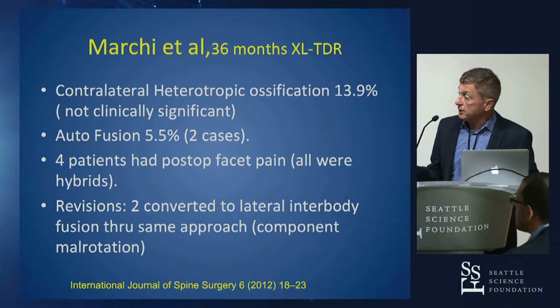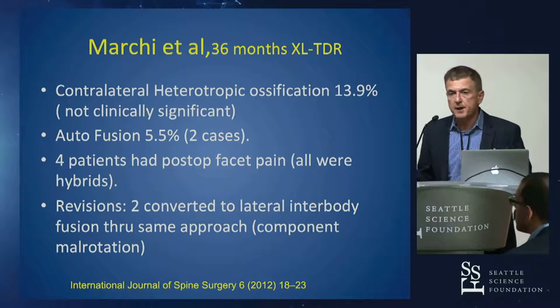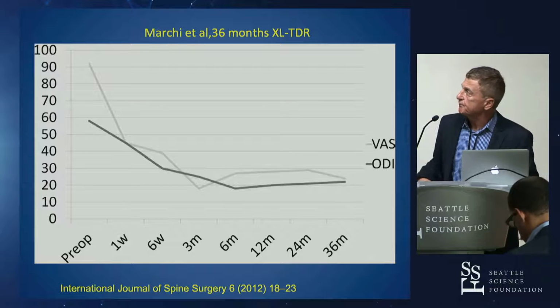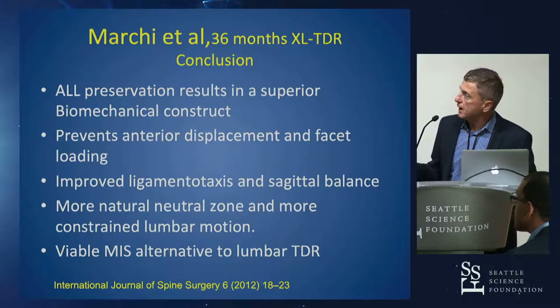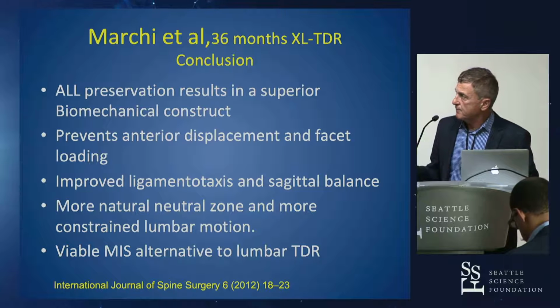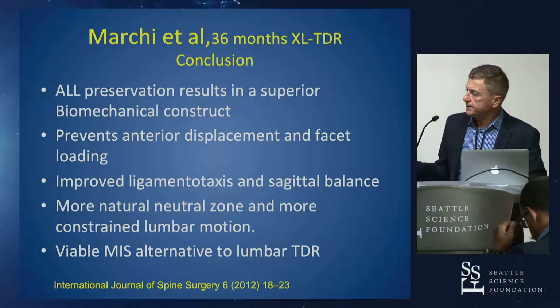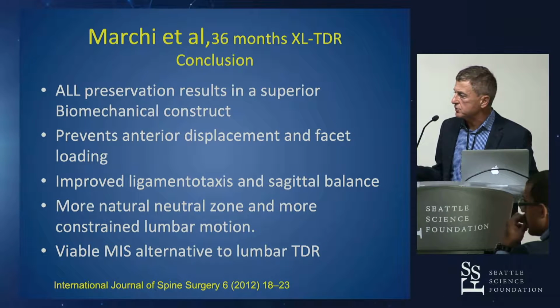Two were converted to lateral interbody fusion. Again, it was done through the same approach. This sounds anecdotal. It's not an RCT, but at least it's somebody's experience. And these are the clinical results up to 36 months, the VAS and the ODI. Their conclusion was that if you preserve the ALL, you have a better biomechanical construct, and it prevents anterior displacement and facet loading. You have better ligamentotaxis and sagittal balance, and it gives you a more natural neutral zone, because the neutral zone is not increased, and a more constrained motion. They felt that this could be a viable MIS alternative to lumbar TDR.